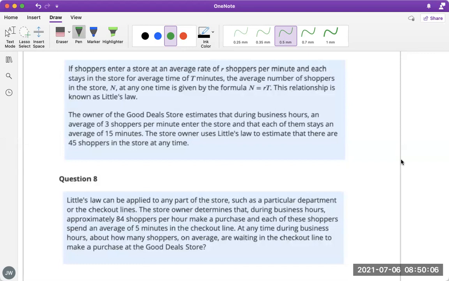Number 8. Little's Law can be applied to any part of the store, such as a particular department or the checkout line. The store owner determines that during business hours, approximately 84 shoppers per hour make a purchase, and each of these shoppers spend an average of 5 minutes in the checkout line. At any time during business hours, about how many shoppers on average are waiting in the checkout line to make a purchase at the Good Deals store?